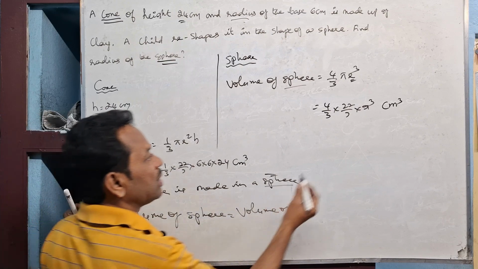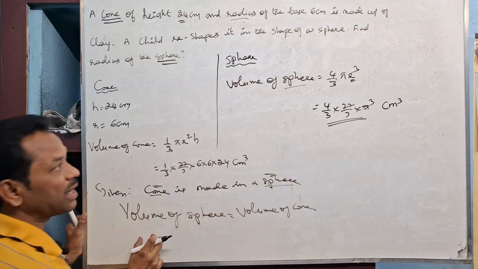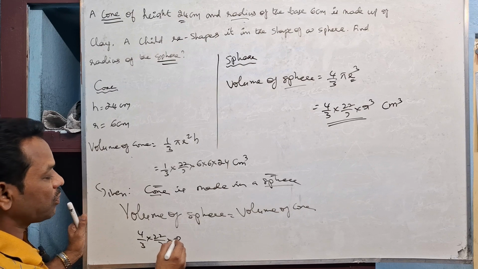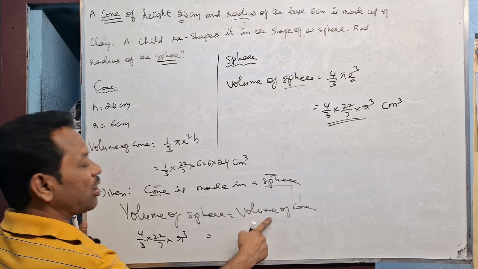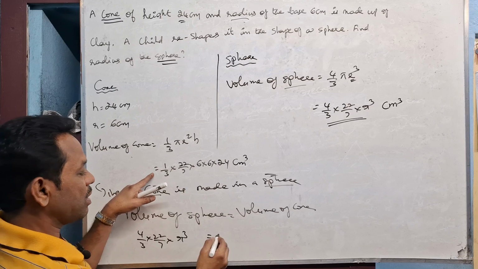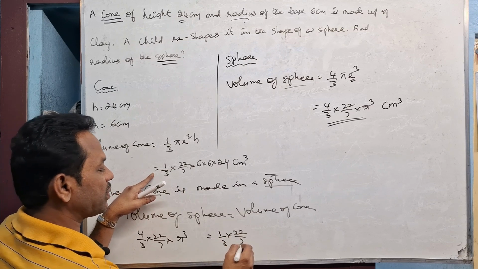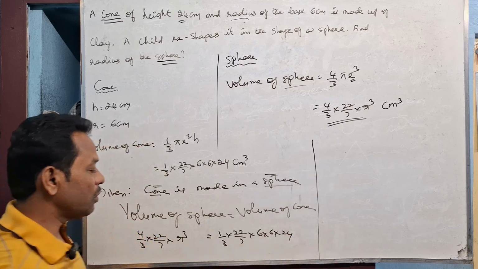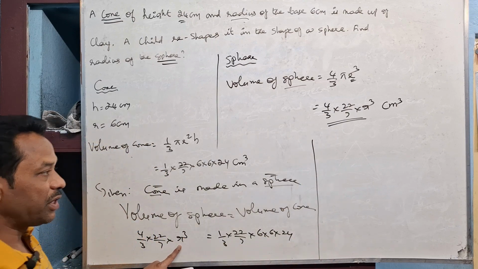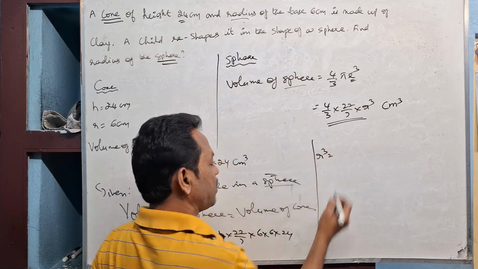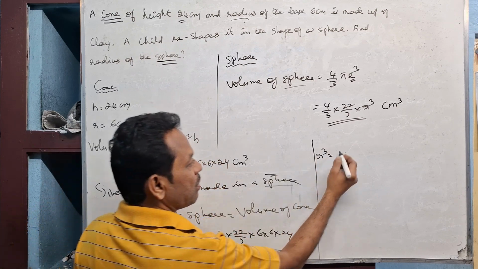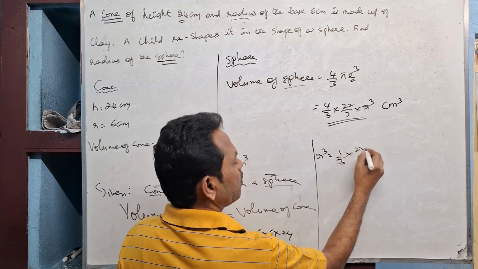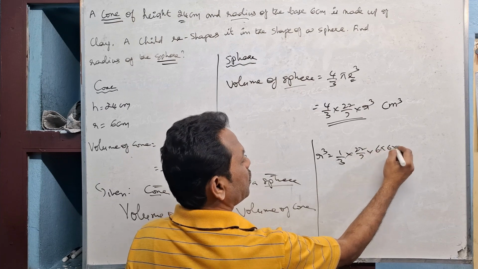Now we know the volume of the sphere, so let me put that value here. 4 by 3 into 20 by 7 into r cube equals the volume of the cone. The volume of the cone is this, so I'll take 1 by 3 into 22 by 7 into 6 into 6 into 24. Now I need the value of r, so keep r cube as it is here. First, take all these values here: 1 by 3 into 22 by 7 into 6 into 6 into 24.